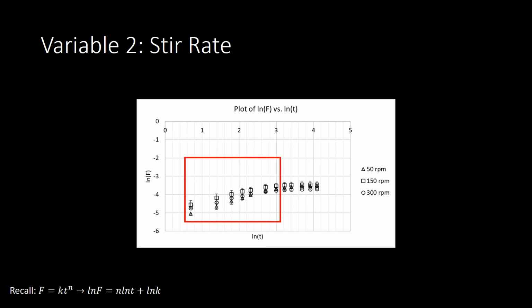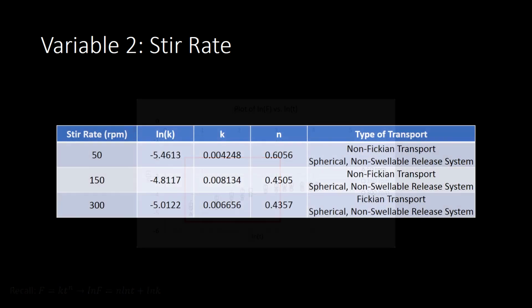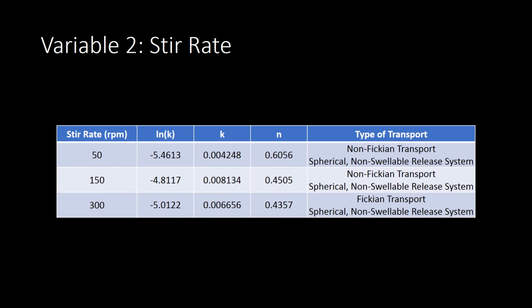Again, the first 20 minutes of data were used to fit the data linearly. The slope of the line represents n, and the y-intercept represents the natural log of k. These are the calculated parameters for k and n, as well as the associated type of transport, determined at 50 rpm, 150 rpm, and 300 rpm.